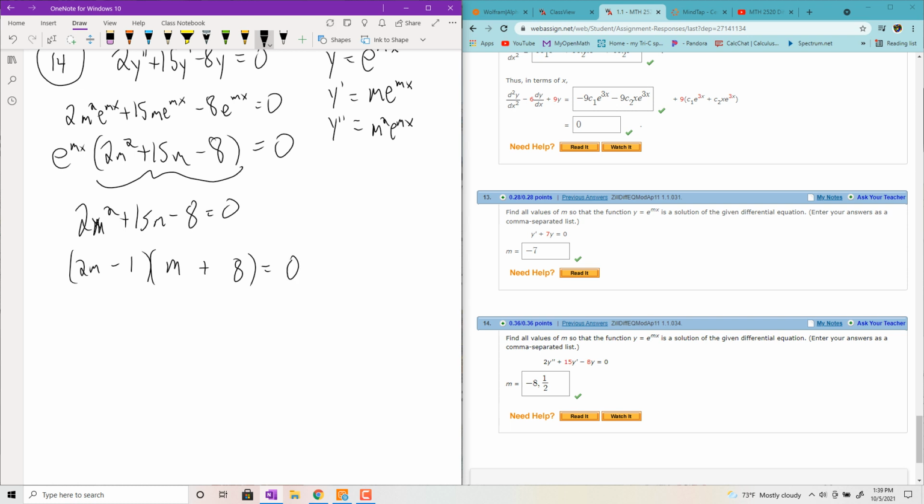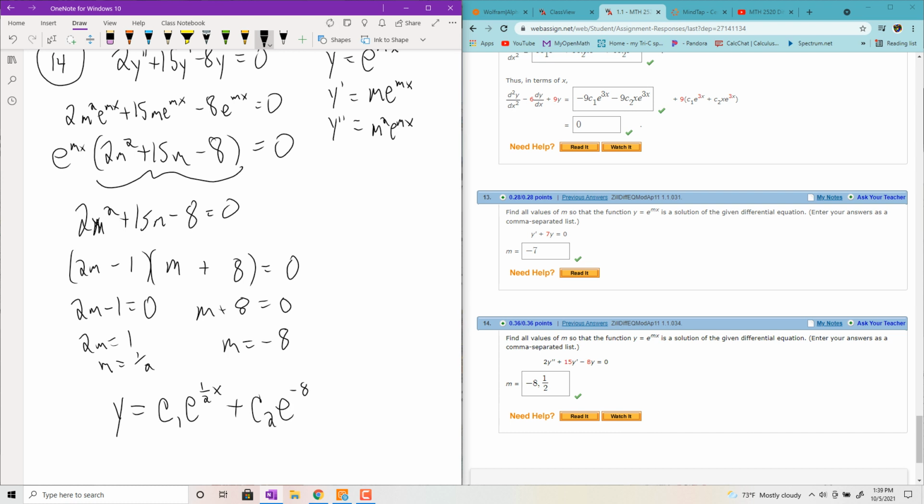Okay, equals 0. So our m values, there are 2 possible, m plus 8 = 0 and 2m - 1 = 0, so m equals 1/2, and the other one, m equals -8. So 2 solutions. These solutions are linearly independent of each other. You could put them into the Wronskian and figure that out, but in general, we'll say the general solution is y equals c1e to the 1/2 x plus c2 e to the -8x.